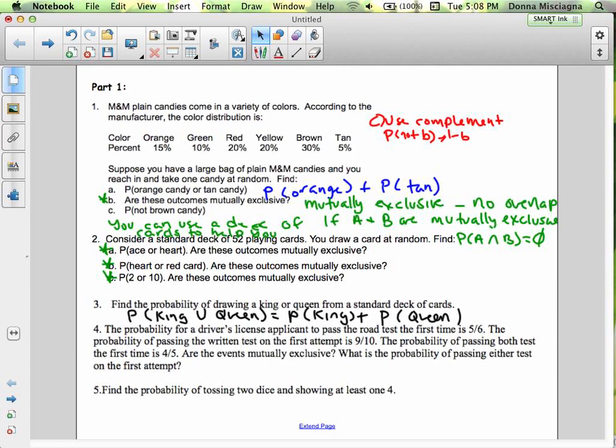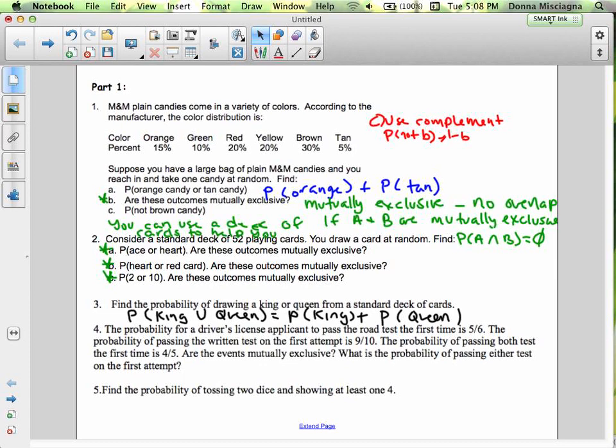The probability for a driver's license applicant to pass the road test the first time is 5/6. The probability of passing the written test on the first attempt is 9/10. The probability of passing both tests the first time is 4/5. Are the events mutually exclusive? What's the probability of passing either test on the first attempt? Mutually exclusive means that there is no overlap. That means that nobody who passed the written test the first time passed the driver's test on the first time. Now you think about that.